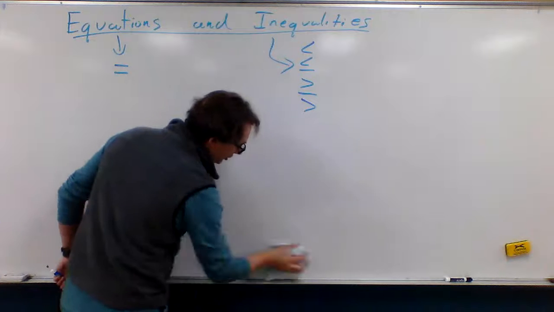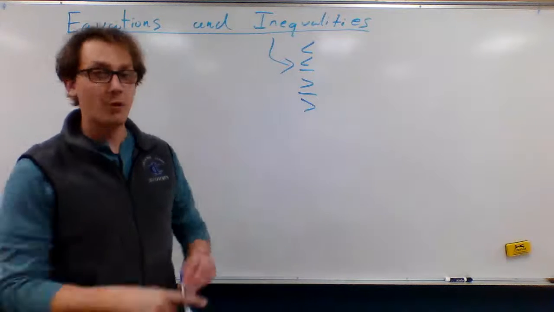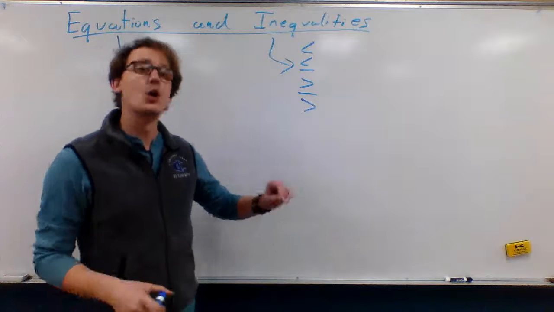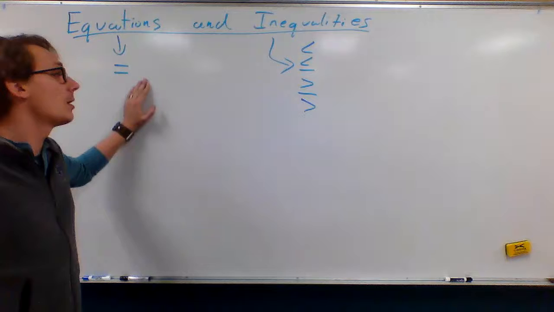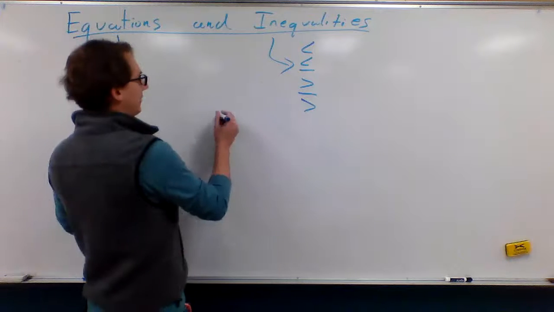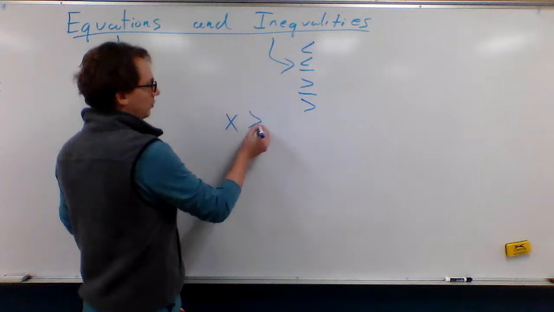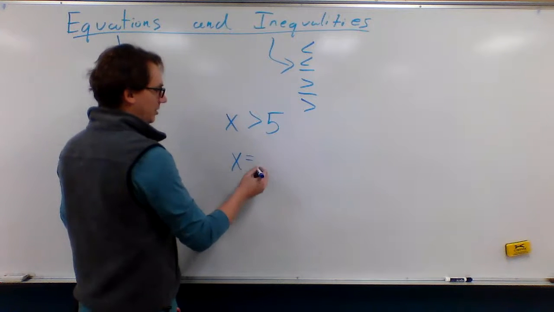So let's do some inequalities, which function practically the same way. The difference is, with equations, there's only going to be like one possible answer that we're looking for, but with inequalities, there are going to be a whole bunch of them. For example, if I wrote x is greater than 5, and I said x equals 7.